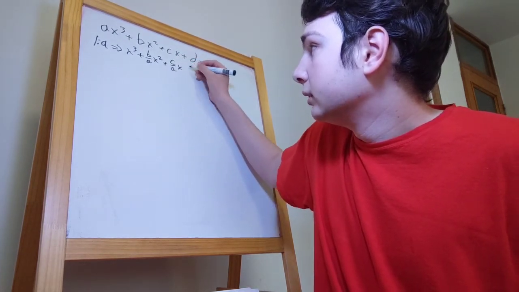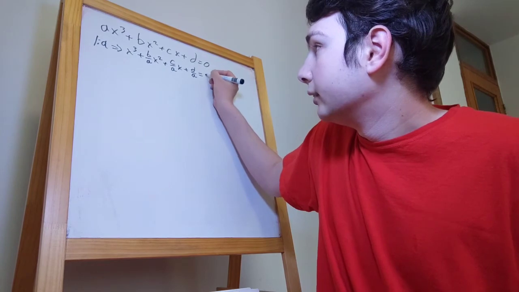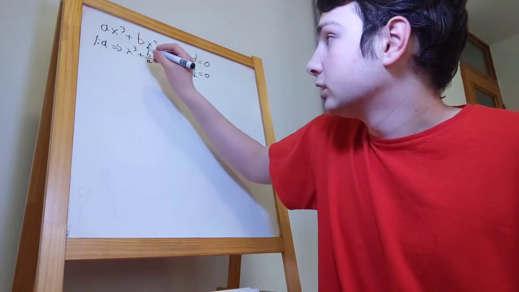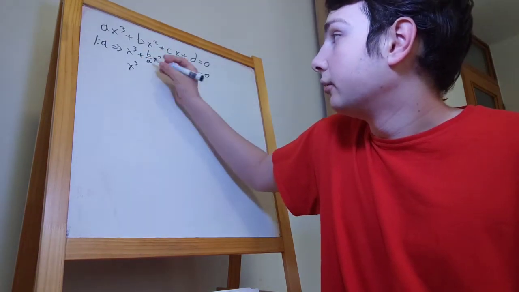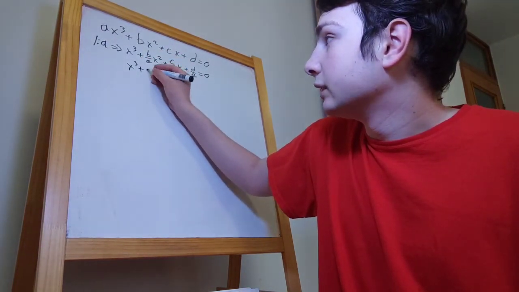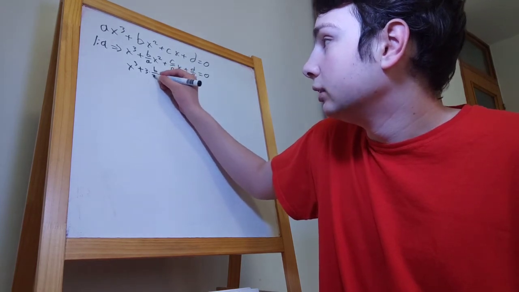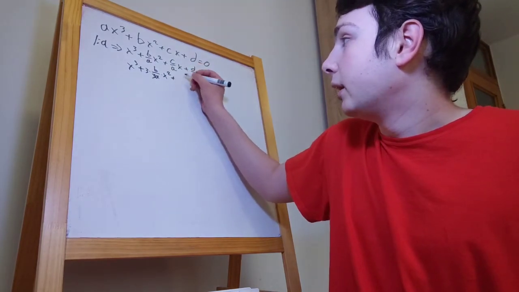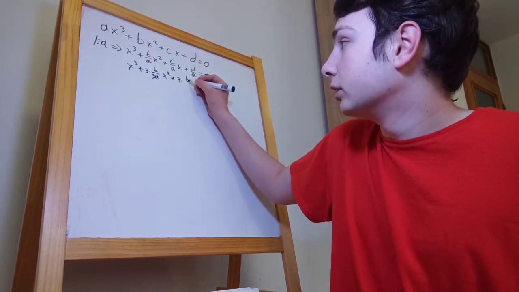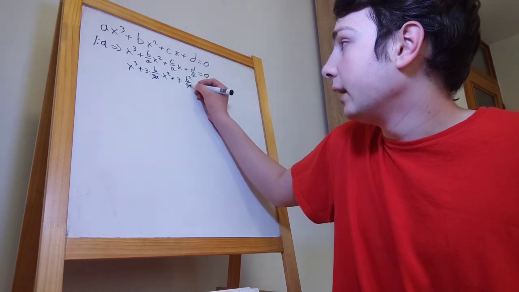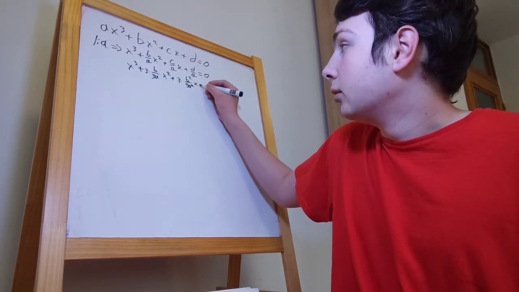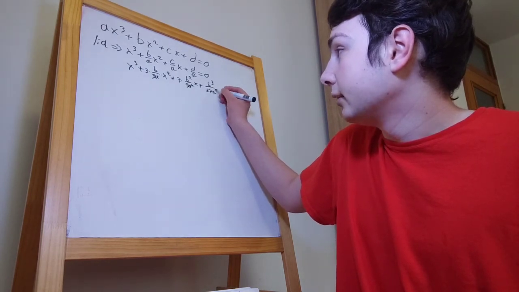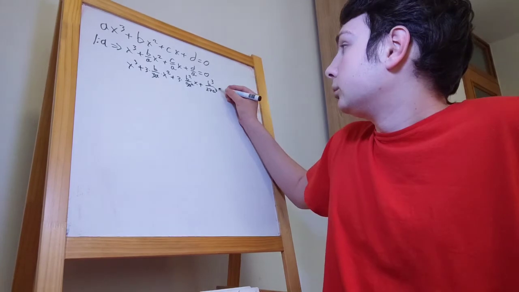What we end up with is this, and the next thing we're going to do is complete the cube. Here we have x cubed, then we have b over a, that's 3 times b over 3a times x squared, and then we can write down 3 times (b over 3a) squared, that's b squared over 9a squared x, and then b cubed over 27a cubed. Add that, and now we subtract what we added.